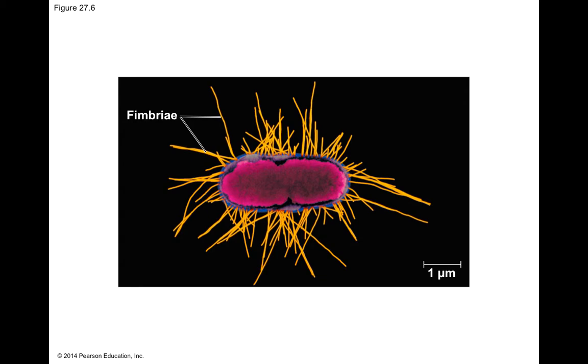Another external structure that allows bacteria to stick to other things are fimbriae. These are finger-like projections that act as Velcro to help the bacteria stick to other bacteria or to substrates.